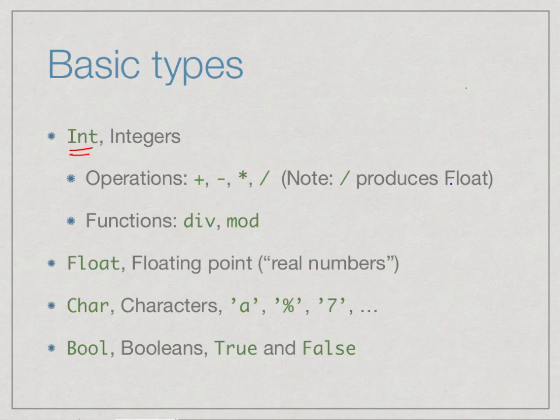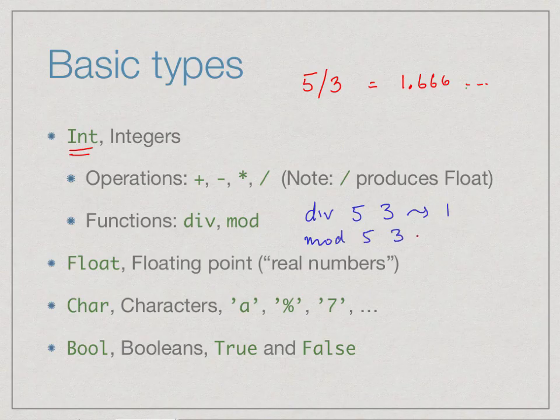But note that division does not produce integer division. It is the regular division. So if I say 5 divided by 3, then I will get a number which looks like 1.666 and so on. I will not get 1. Integer division is the function div, and remainder is a function mod. But these are functions, so I should write div 5 3, and this will give me 1, because if I divide 5 by 3, it goes 1 time and not 2 times. And similarly, mod 5 3 will be 2. This says that the remainder of 5 when divided by 3 is 2.